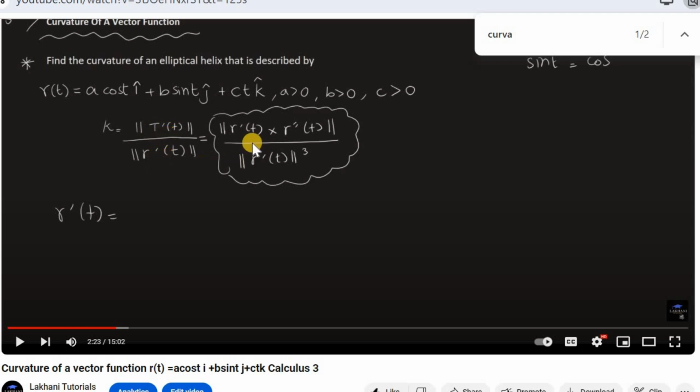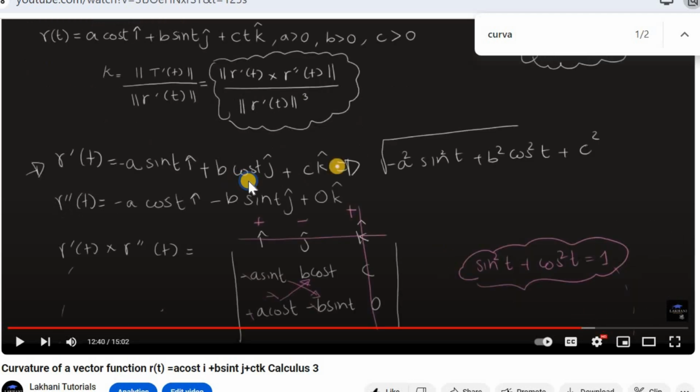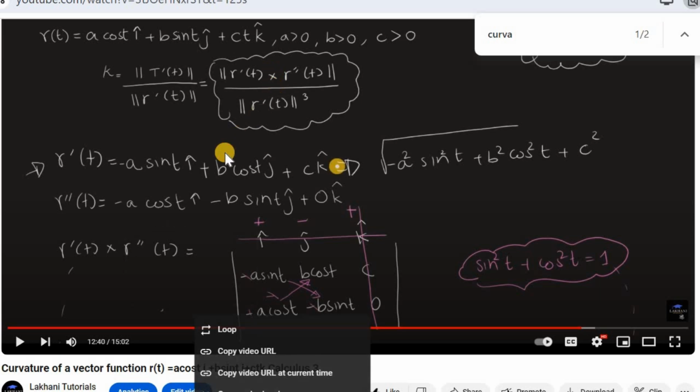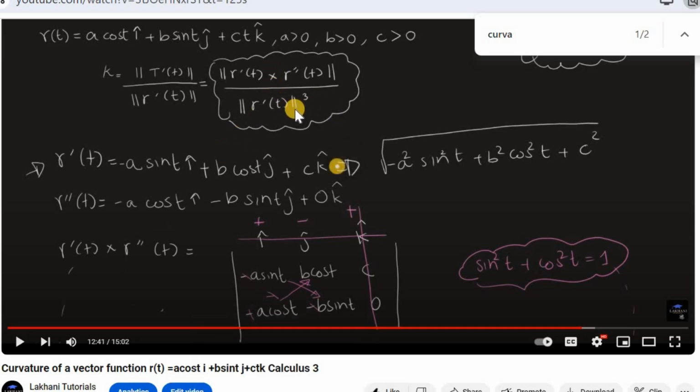So you can do this over this tangential component over r prime of t, or it's simply the r prime of t cross product with r double prime of t, which we just did over here, because r prime of t is velocity and r double prime is acceleration. So we simply are doing velocity cross product with acceleration, and we just did that in the previous question. So we don't need to do it. We simply need to find the magnitude of it, and then we're gonna divide it by the r prime of t, and then we're gonna find the magnitude of it, which you already did. We simply need to cube it. Okay, so let's go ahead and do it.